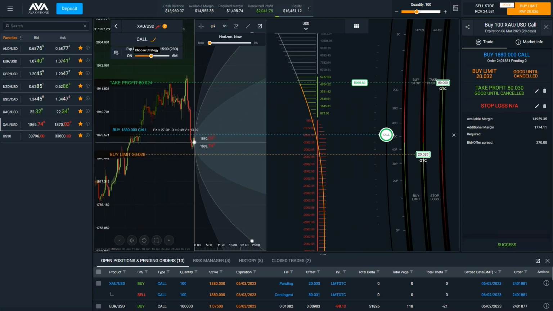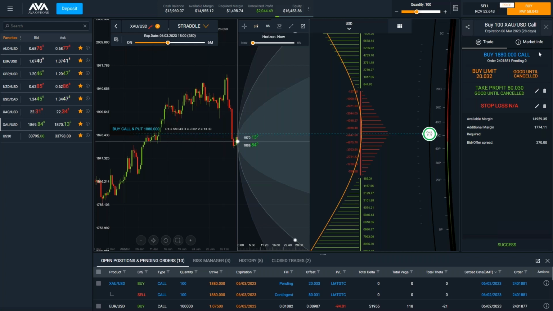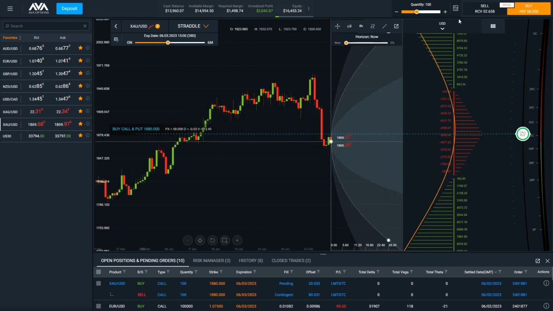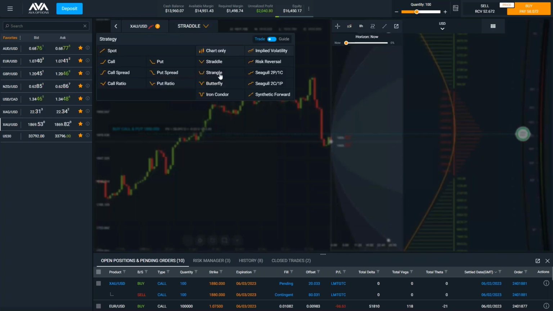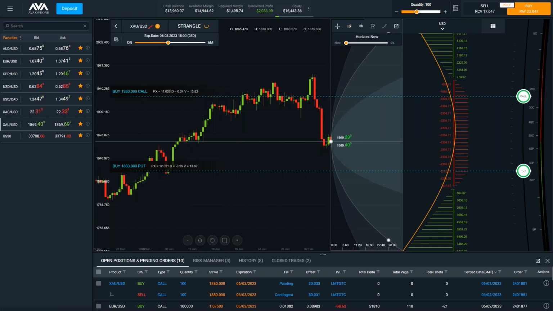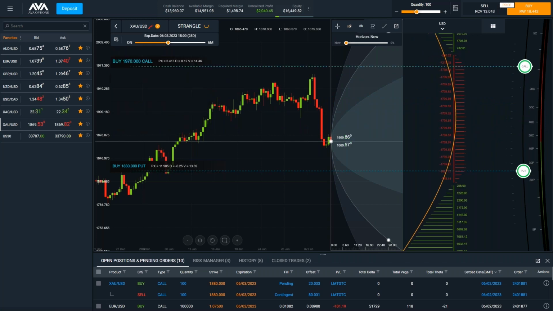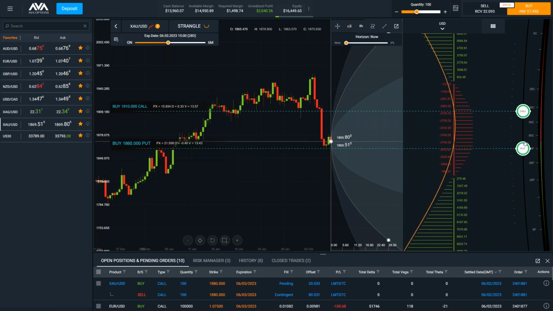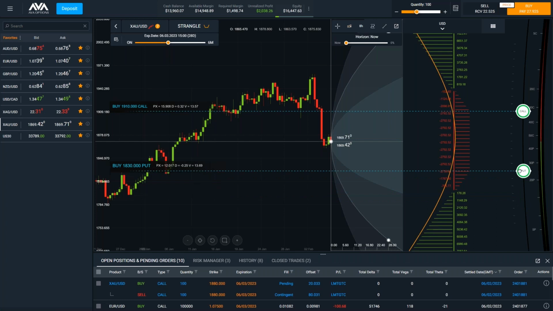Different option strategies. We've got things like straddles. A straddle means you're buying a call and a put at the same strike. Let's look at a strangle. A strangle means you're buying a call and a put at different strikes. And as you move your handle, as you change the strike, you can see everything updating. You really get a picture for how you're going to profit from your trade.